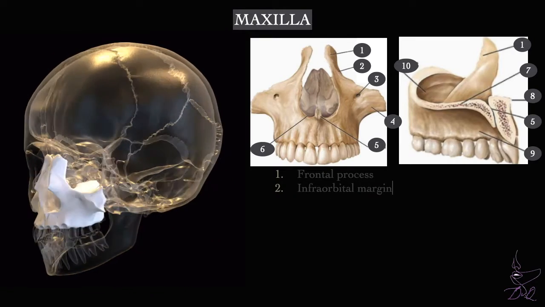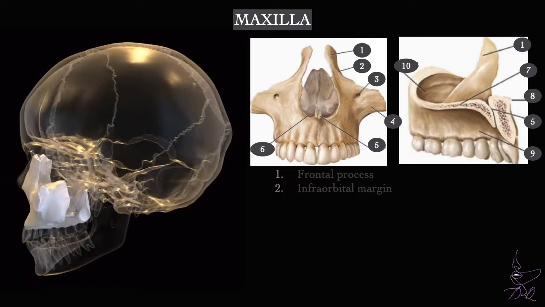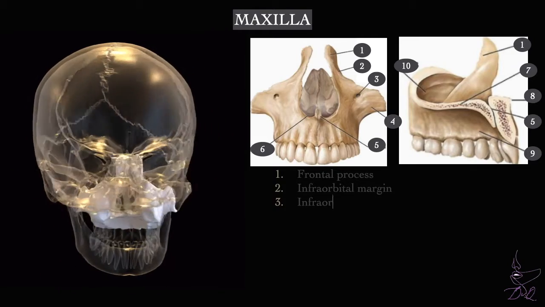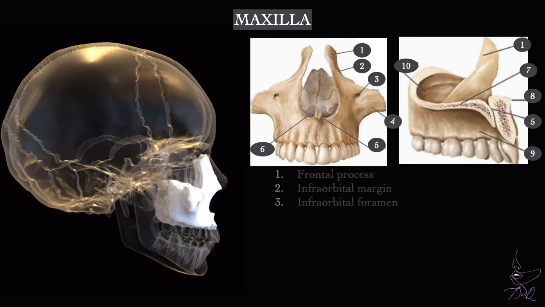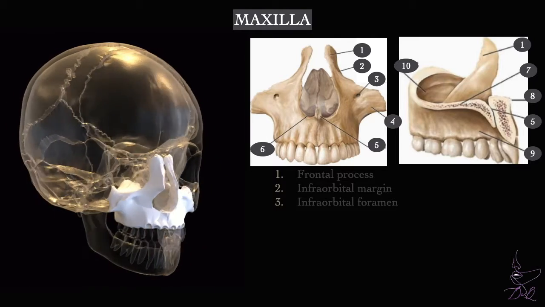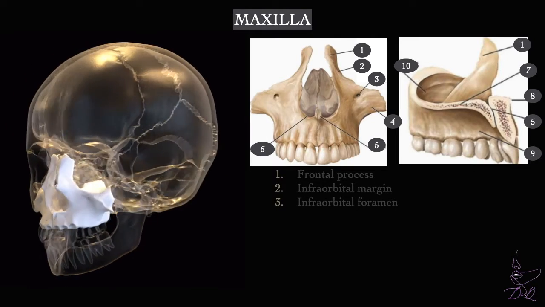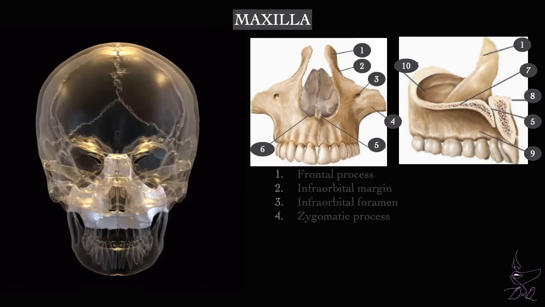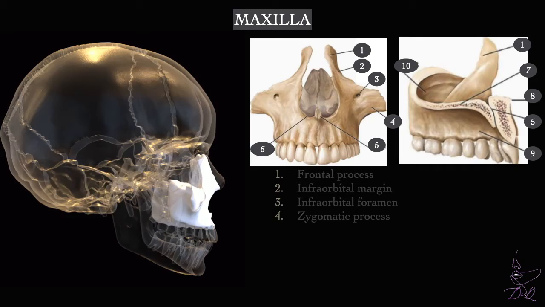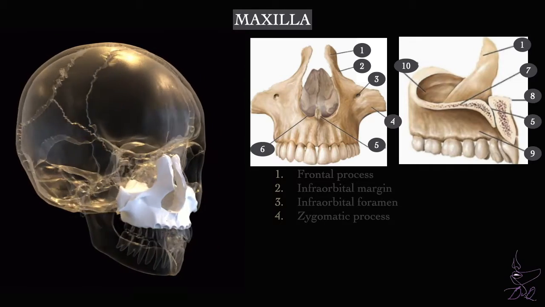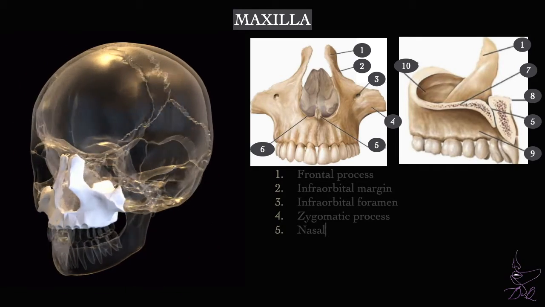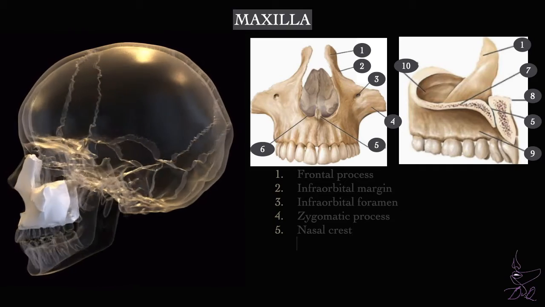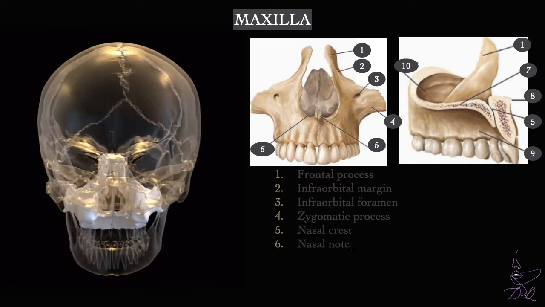Now we can see the infraorbital margin, which has the infraorbital foramen, which is located underneath the orbital ridge and serves as a pathway for the infraorbital nerves and the vessels. Now the zygomatic process of the maxilla grows laterally and meets the zygomatic bone. The other landmarks we see are the nasal crest. Then you can see the nasal notch.